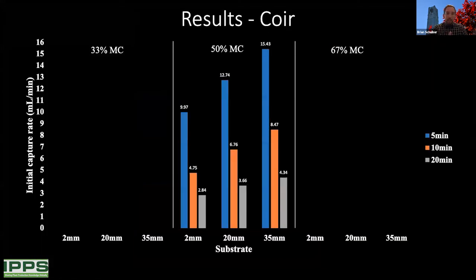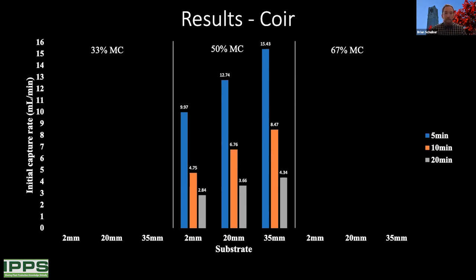So now looking at the results, we're starting off. This figure represents the initial capture rate of coconut coir at all water depths and moisture contents. The y-axis represents the initial capture rate in milliliters per minute, with the x-axis being split into 3 sections for 33, 50, and 67% moisture content at water levels of 2, 20, and 35 millimeters. The blue bars represent 5-minute pulsing. Orange bars represent 10 minutes, while gray bars represent 20 minutes.